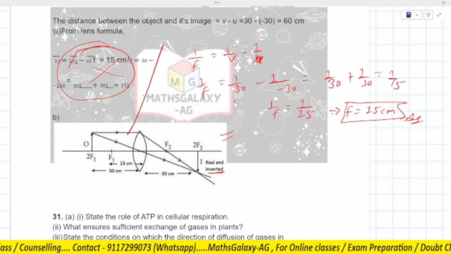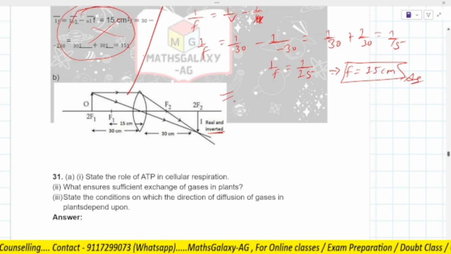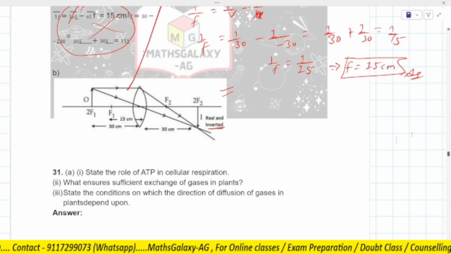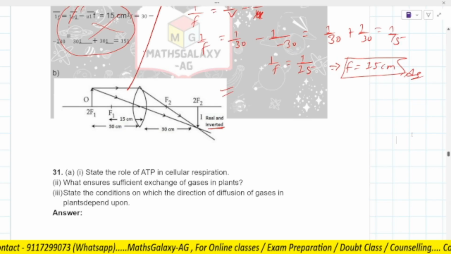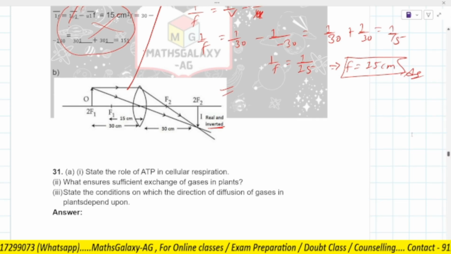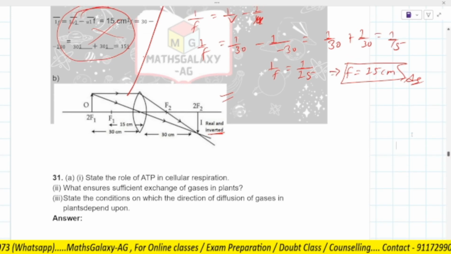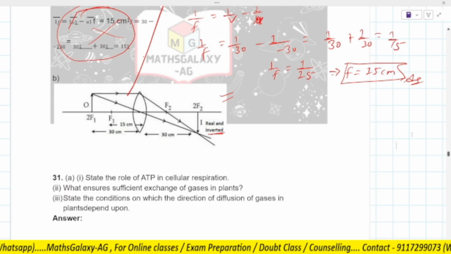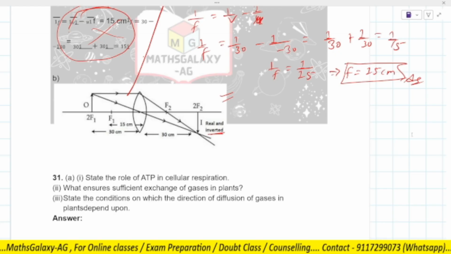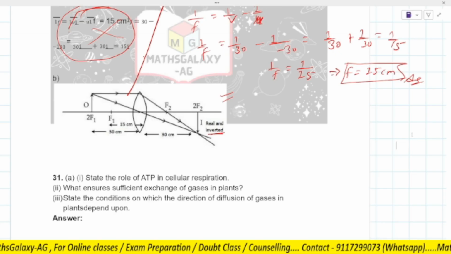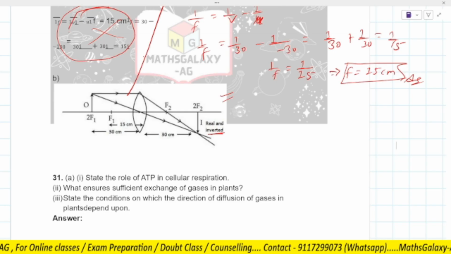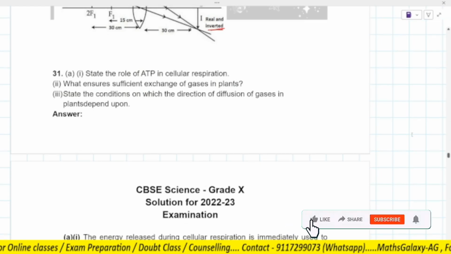Okay? Now let's see the 31st question. State the role of ATP in cellular respiration. First, can you explain the first one? Role of ATP in cellular respiration. I don't remember the definition. It releases energy, right? Yes.